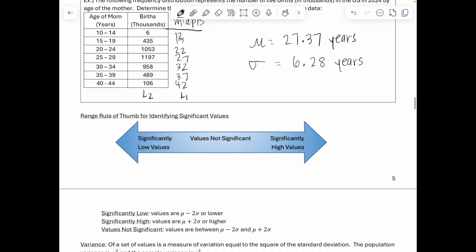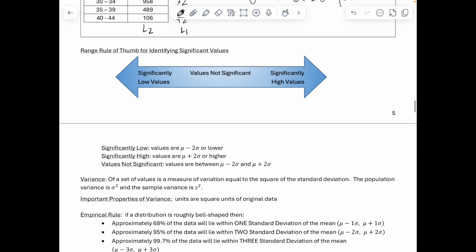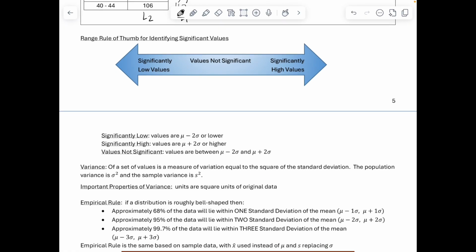Right below it says the range rule of thumb for identifying significant values. And it also goes on to the next page. So significantly low values are going to be values that are mu minus 2 sigma or lower. Significantly high values are going to be mu plus 2 sigma or higher. And values that are not significant are going to be between those two expressions that we have, which is going to be mu minus 2 sigma and mu plus 2 sigma.